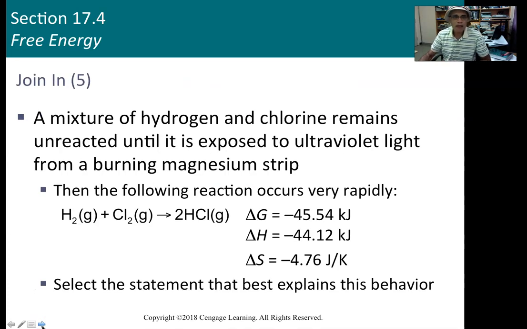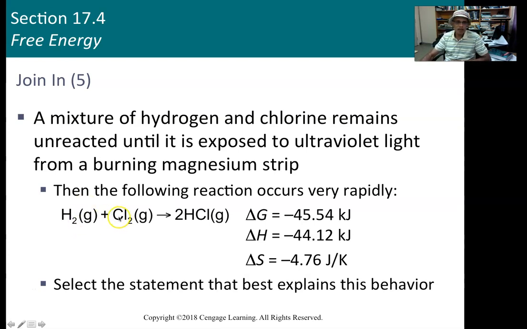All right, let's go on to another example here. A mixture of hydrogen and chlorine remains unreacted until it's exposed to UV light from a burning magnesium strip. So this is the reaction.